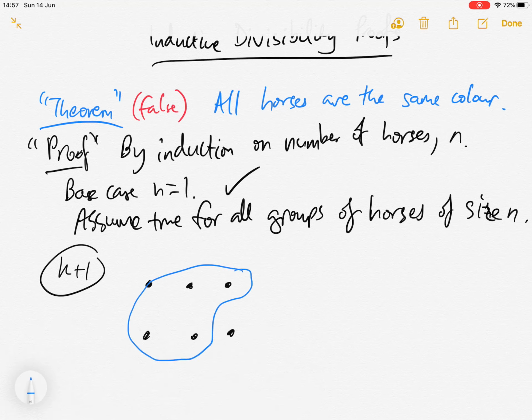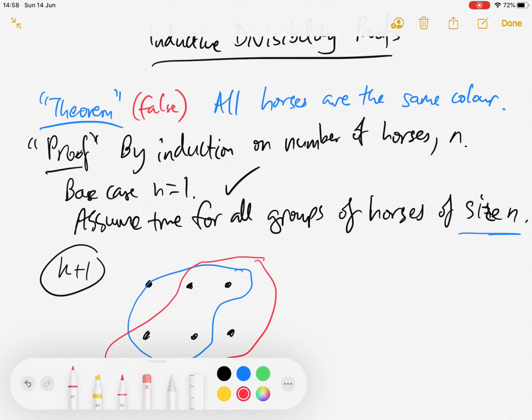So in this group of 5, they're all the same colour by the assumption, because we assumed it's true for size 5. And we can also consider a different group of size 5, this group. This is also a group of size 5 in red, so all horses in the red group are the same colour. So therefore, all 6 horses are going to be the same colour. So by splitting this k plus 1 into 2 subsets of size k, all horses in a group of size k plus 1 are the same colour.